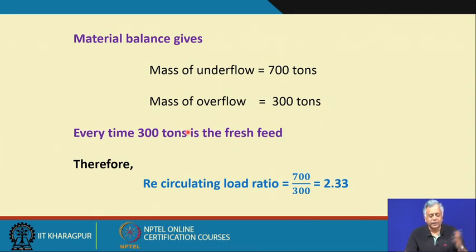So that is why I said that the amount of fines, that is the overflow, taken out per unit time is equal to the amount of fresh feed. Now, what is the recirculating load ratio? The mass of underflow is 700, and the amount of fresh feed is 300. So that is 700 by 300, which is equal to 2.33. That is how we can calculate the recirculating load ratio.